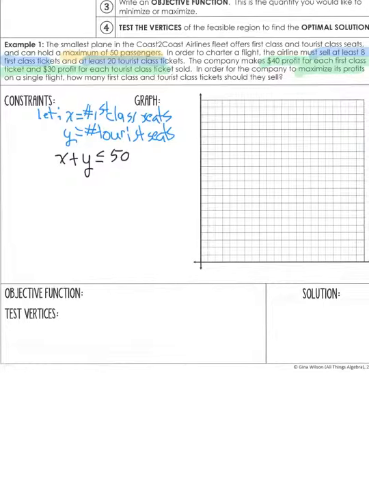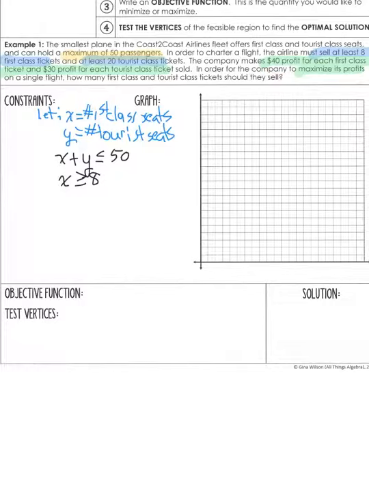Then they also went on to say that you must sell at least 8 first-class tickets. So these need to be greater than or equal to 8. So that's another constraint. So x has to be greater than or equal to 8. At least means you're going to get a minimum of 8 or more.